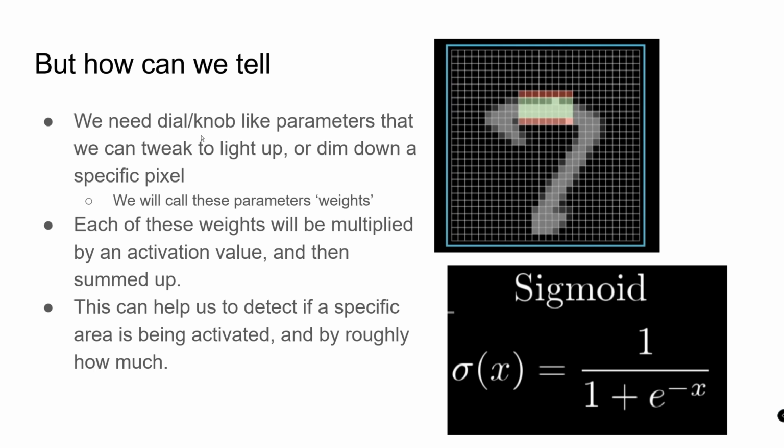So we need dial or knob-like parameters that we can tweak to light up or dim down a specific pixel. These parameters represent the brightness of the pixel in this case. So we will call these parameters weights. Each of these weights will be multiplied by an activation value. All of these will be summed up, and this can help us detect if a specific area is being activated and by roughly how much. How significant is this area to our output?